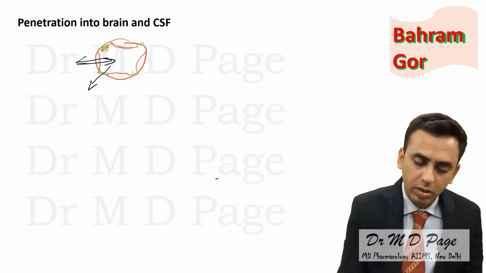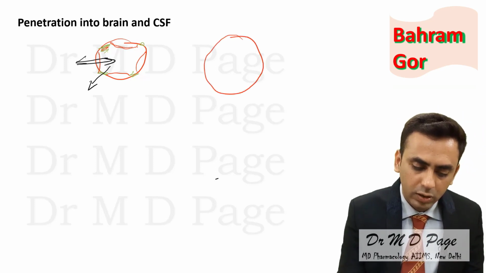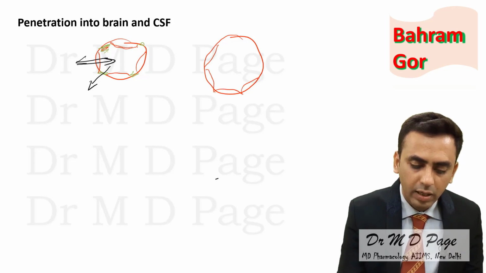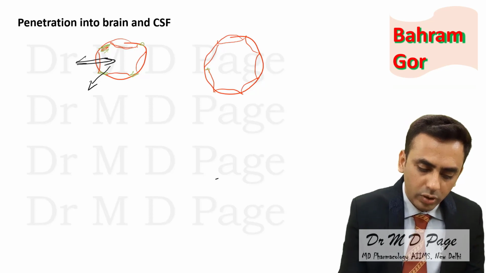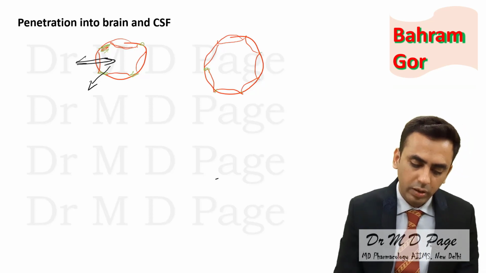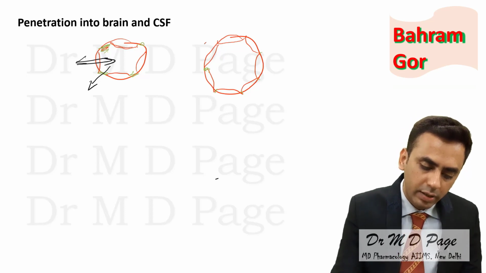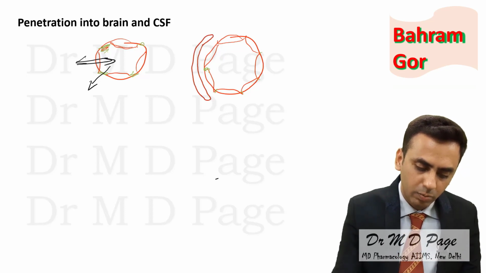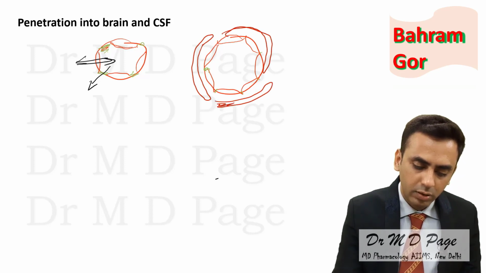But what will happen in case of cerebral vessels? Consider this is a cerebral vessel. These cells are very tightly arranged, there is no gap between the cells. Further, there are glial cells which cover this, providing further protection.